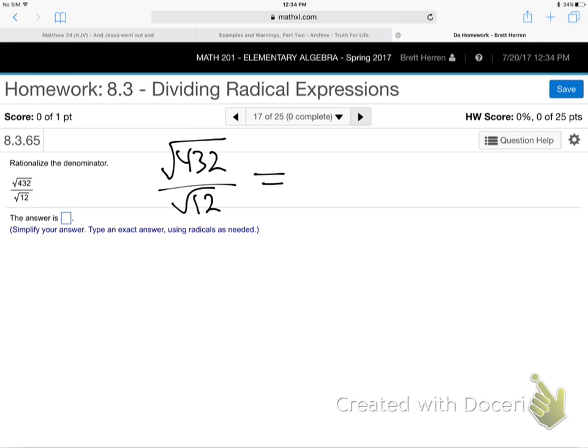Those are divisible, aren't they? Just use your calculator. Try 432. Don't break them down. Just always try dividing first. Always try dividing first. In this case, I think that goes in, doesn't it?